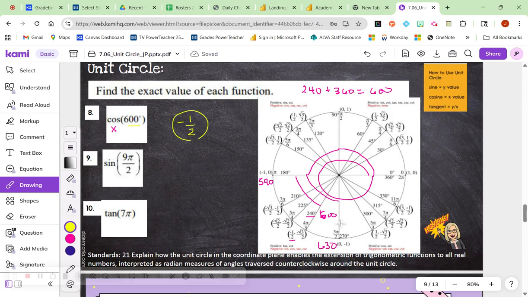And there's more than one way to find out that this is 600 degrees. But you could think about, each one of these, if you add 360 to them, that just means you've gone around and around again to get to that angle.